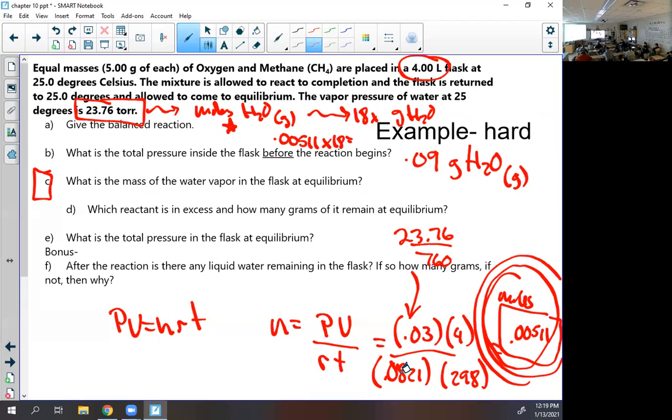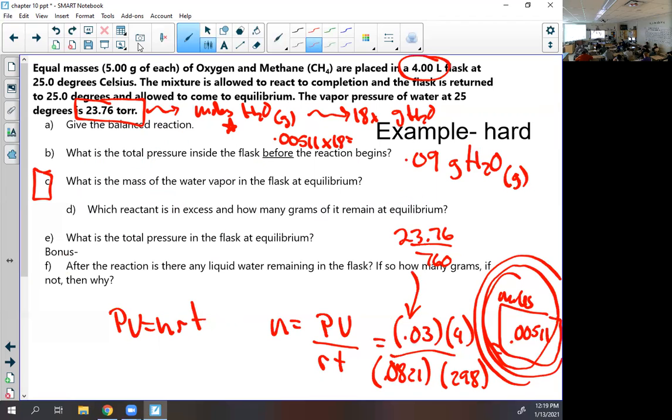Okay. All right. I'm going to erase pretty quick, so make sure you have that. Okay, can I move on? Sweet. All right, it wants D, which reactant is in excess and how many grams of it remain at equilibrium?